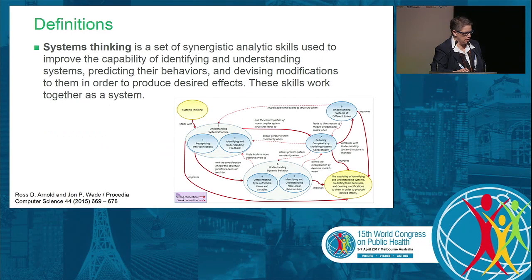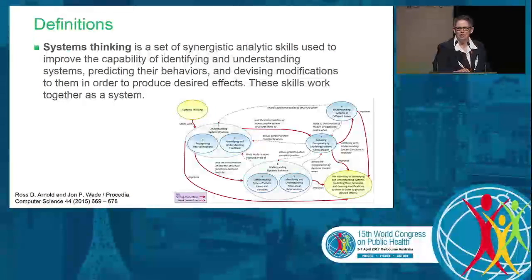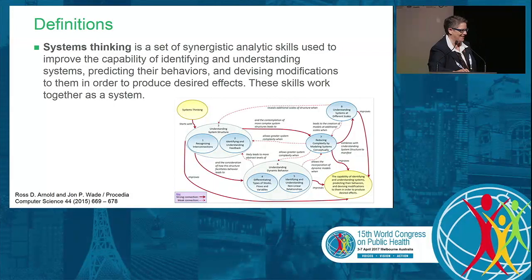A colleague gave me this definition of systems thinking yesterday, a very academic approach in which they synthesized systems thinking definitions from 8 different researchers into a classic academic framing of systems thinking as a set of synergistic analytic skills used to improve the capability of identifying and understanding systems, predicting their behaviors, and devising modifications to them in order to produce desired effects. These skills work together as a system. Does anybody understand what I just said? And they built it based on the model that's in the lower right-hand corner of the slide. So anyways, just keep in mind interconnections, interdependencies, and we'll be in good shape.